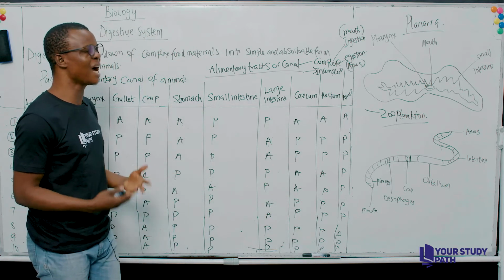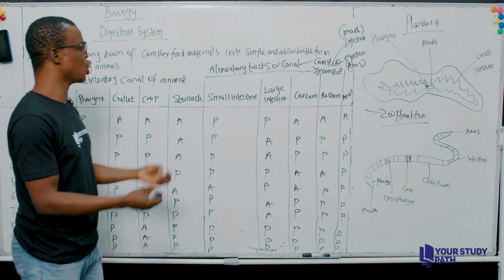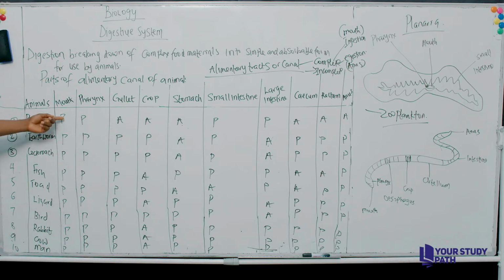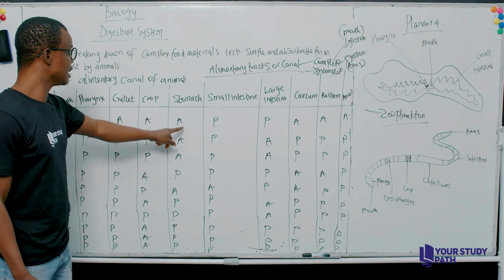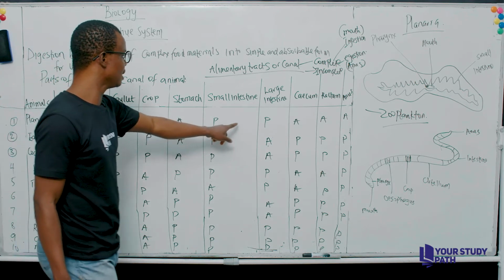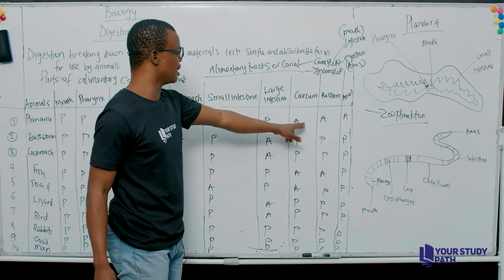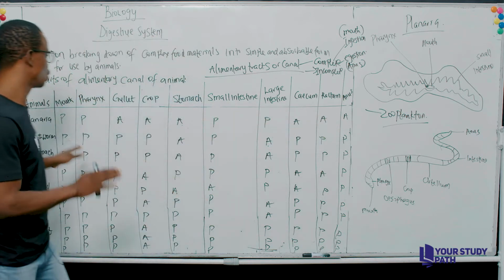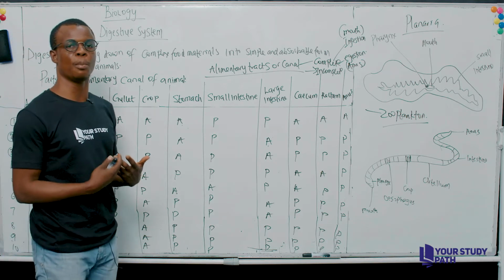So for Planaria, it has just three major important digestive tract parts. As you can see, Planaria on the board here, it has mouth, it has what again? It has pharynx, it does not have a gullet, there's no stomach, it has small intestine, large intestine, which are embedded literally in the intestine together. Then it does not have a cecum, it doesn't have a rectum, it doesn't have an anus. So these are just the three major important parts that Planaria possesses.